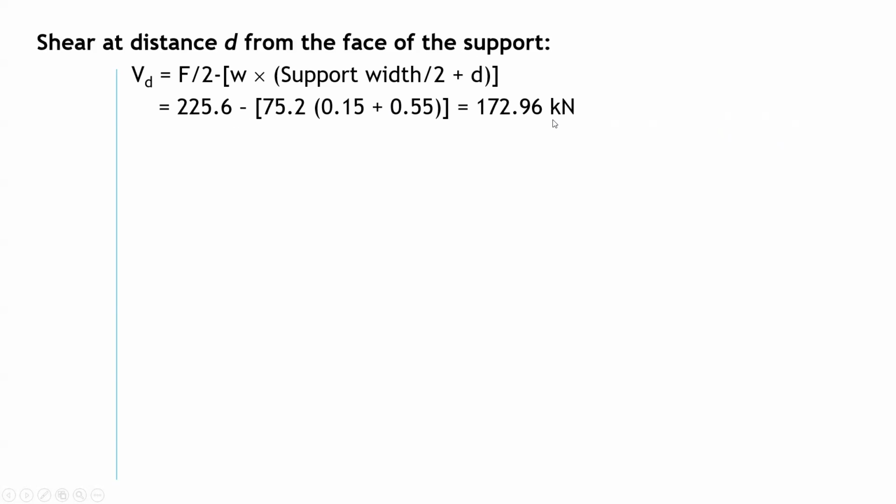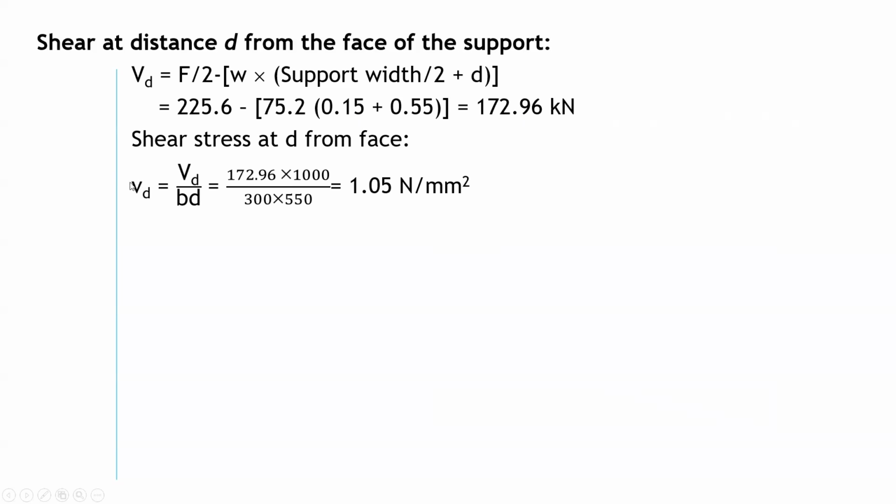It will be 172.96, which is less than, of course, 225.6. This one we will keep now because we'll use it to get the shear stress at the face of the support. So let's do it. v at distance d equals V capital at distance d divided by bd. We do the same as we did in the previous slide, and we get it as 1.05 Newton per millimeter square. This one we'll keep because we'll compare it again later with vc plus 0.4.